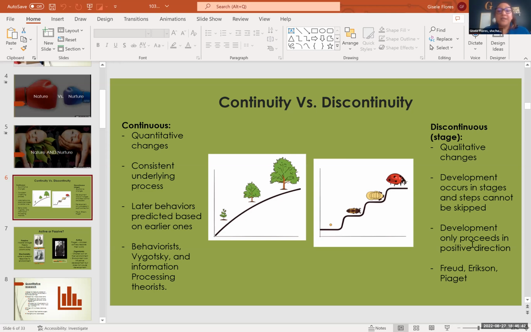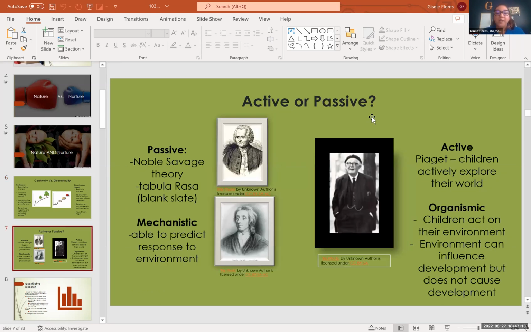And it also says development only proceeds positively. So it doesn't really give any validation to the fact that development can also decline in some areas as it's growing in other areas. Some of those stage theorists we're going to cover are Freud, Erikson, and Piaget. So now let's start looking at some theorists, and let's look at that last kind of issue in child development.